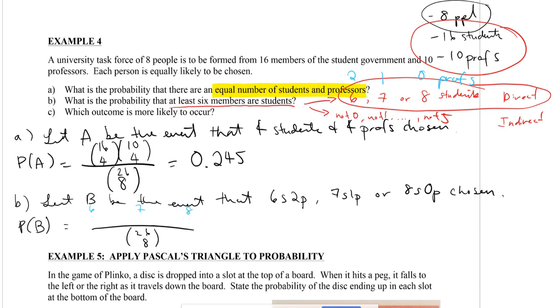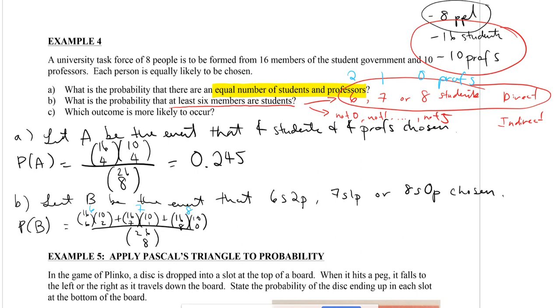Okay, so we're going to write the situation for each of them. I want 6 students, so 16 choose 6, and then the 10 profs I choose 2. Okay, plus 16 choose 7 times 10 choose 1 plus 16 choose 8 and 10 choose 0.